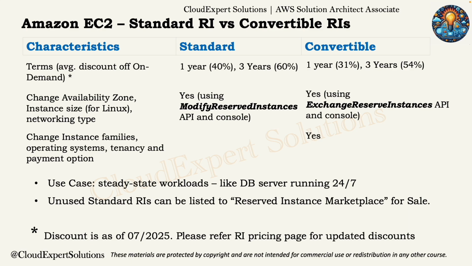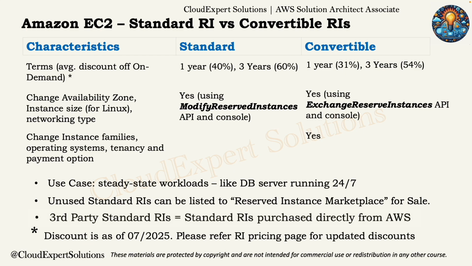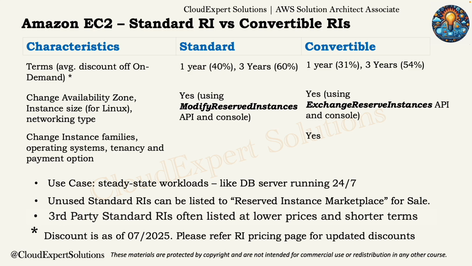Please remember, you can sell an unused reserved instance or purchase a third-party standard reserved instance only via the Reserved Instance Marketplace. AWS Marketplace is for software and services, not for standard reserved instances. Any reserved instance purchased from a third-party seller via the Reserved Instance Marketplace has no difference compared to a standard reserved instance directly from AWS. However, the third-party reserved instance might come with a discount or with a shorter term.